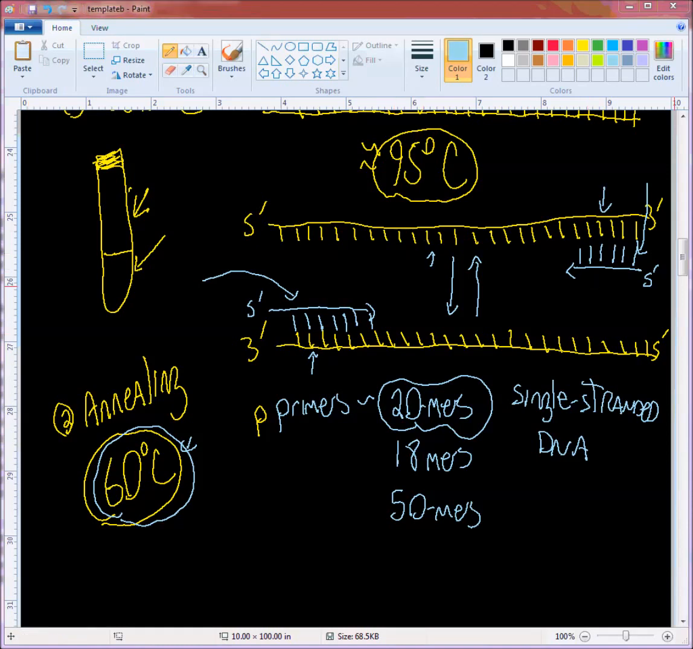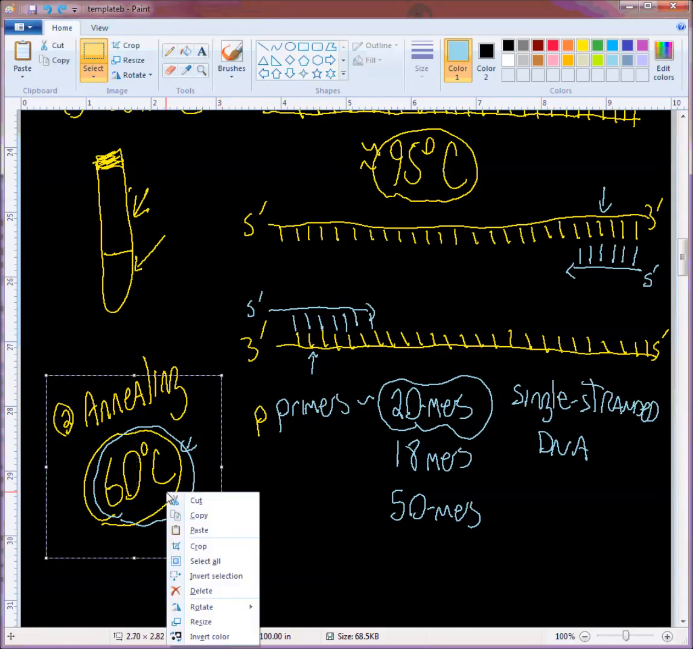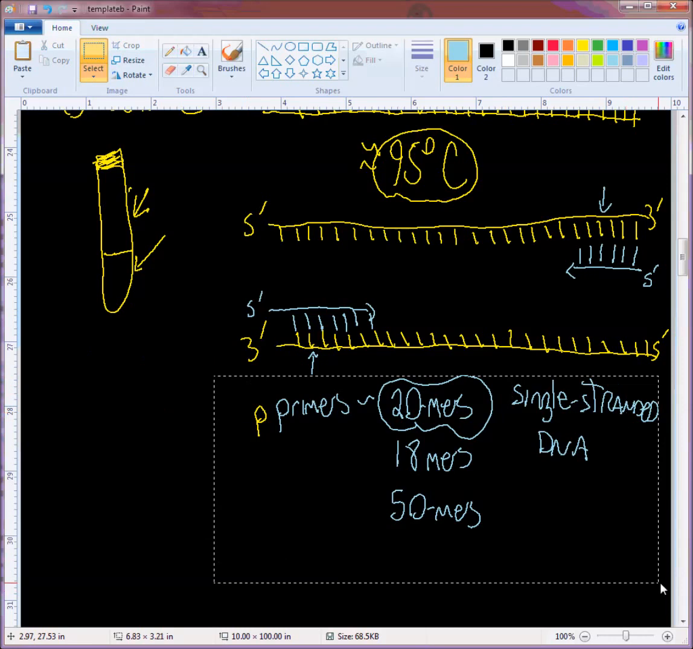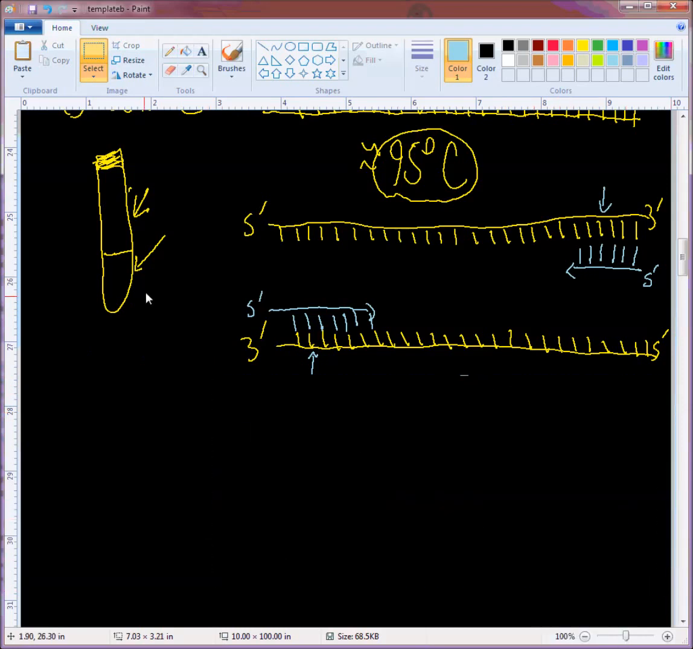So now let's talk about the extension step. What I want to do here, I want to keep this figure right here. So let's see if I can erase some things. I'm going to cut all that out, and we'll keep our tube here.